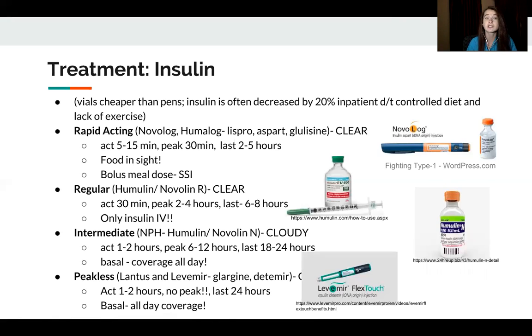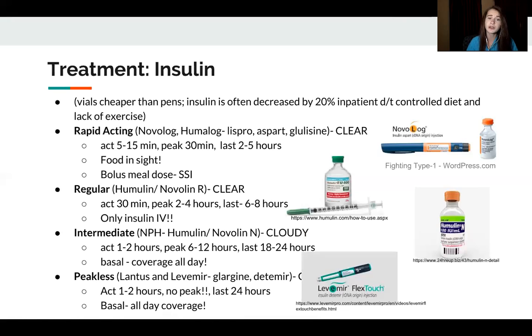Regular insulin, you can actually give IV. It is the only insulin you can give IV. So the patients who are upstairs in the CCU for diabetic ketoacidosis and they're getting an insulin drip, they will be getting the regular insulin IV. And that is Humulin or Novolin, that is also clear.